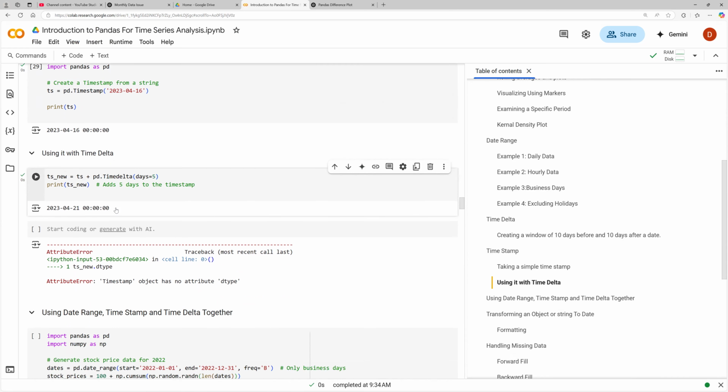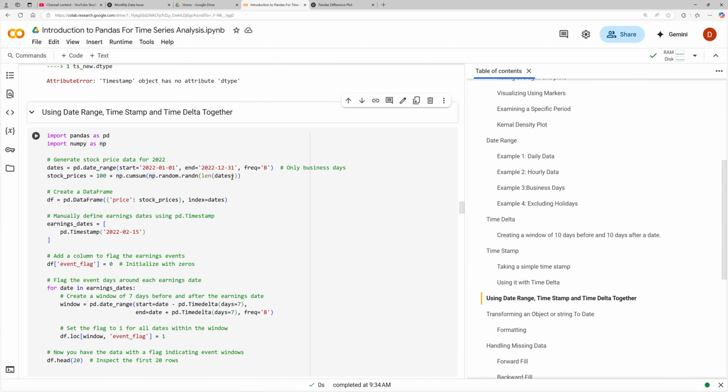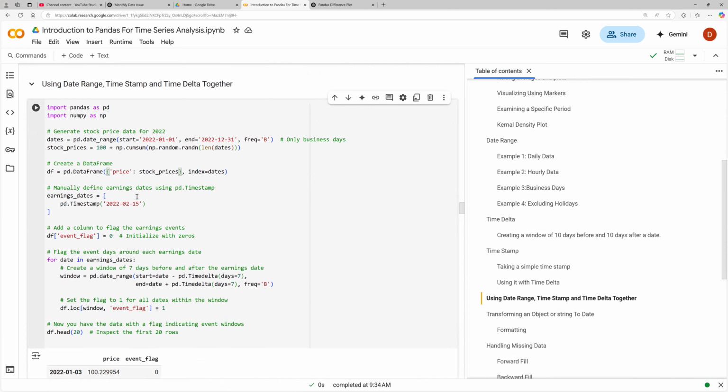So here I give you an accumulation, kind of a summary of using all three functions together: date range, timestamp, and time delta. So we start off with creating a set of dates, okay? Business days only. Then I create some random data here, like a synthetic data set, okay? And then a price, earnings date.